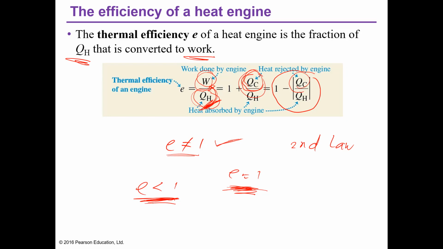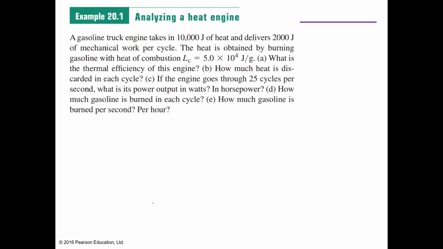Okay? That's heat engine. So for example, a gasoline truck engine takes in 10,000 joules of heat and delivers 2,000 joules of mechanical work per cycle. So mao na, no? Naa koy heat QH pero wala tanan na-convert into work. So 10,000, ang na-convert lang nga heat into work is only 2,000. So naay sobra nga 8,000. Kining 8,000 is mao ni ang gi-reject nga heat sa imong heat engine.